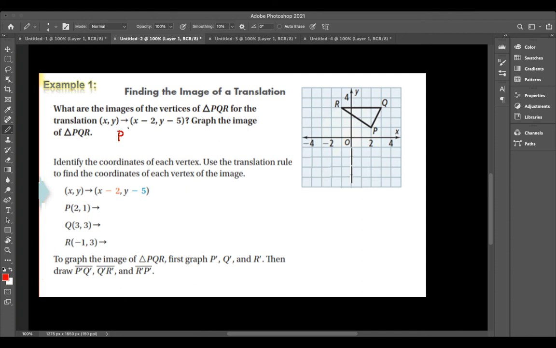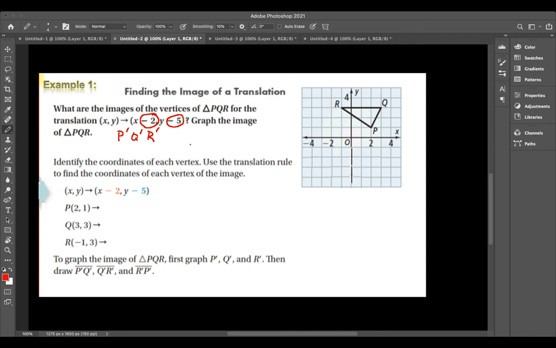So basically we have to graph P primed, Q primed, and R primed. Okay, just like that. So think about it now. How are we doing this? Where is it going? So we have a -2. We look at these values right here in the little parentheses, and that tells us a story of what's happening.